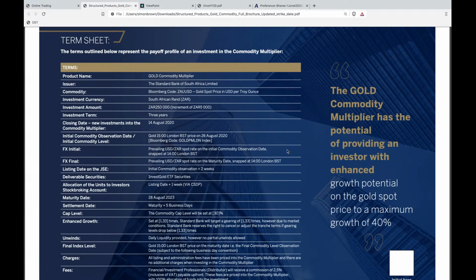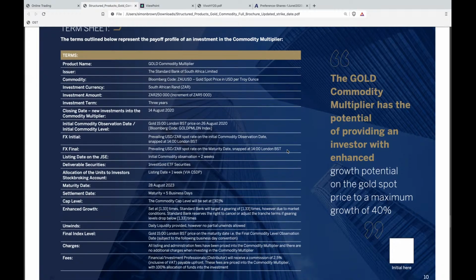There will be daily liquidity. Price is built into it. There is a 2.5% inclusive of VAT upfront fee, but the fees are priced into the commodity with 100% allocation. It'll start on the closing date into the initial. And what we're seeing, initial commodity observation date will be 26 August. So 26 August will be the set date for pricing, and then it'll list on 28.